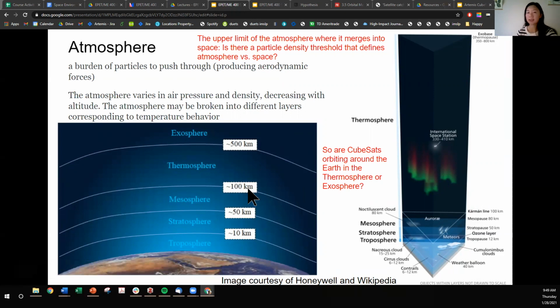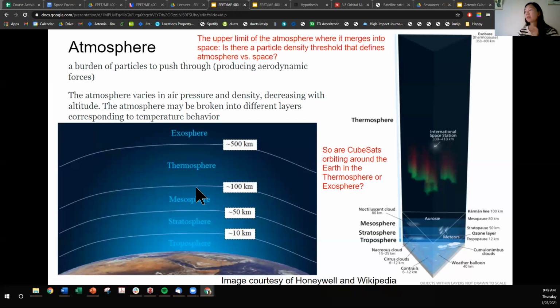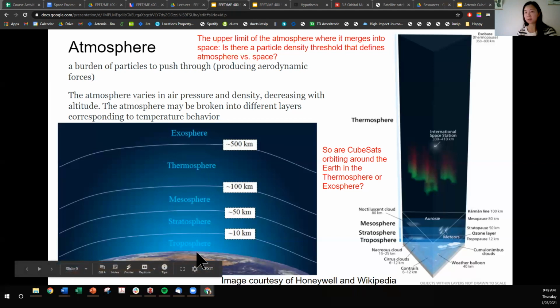So the limit of our atmosphere is agreed to be at about 100 kilometers, the boundary between the mesosphere and the thermosphere. The atmospheric pressure at Earth's surface is about 100 kilopascals, and at the von Karman line, it's about 0.02 pascals. That difference is about 5 orders of magnitude, or 1,000th of a percent of the atmospheric pressure at the von Karman line compared to on Earth's surface.